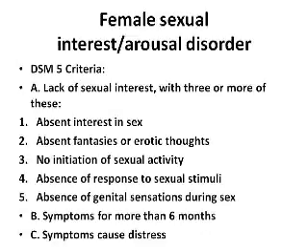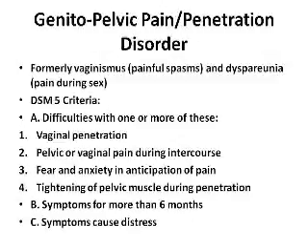Okay, let's look at another disorder for women. There is genito-pelvic pain/penetration disorder. This used to be called vaginismus, which were painful spasms, and dyspareunia, which was pain during sex. The DSM-4 used to consider them 2 separate disorders; in DSM-5, they put them together. And the criteria is, well, you should have difficulties with 1 or more of these in order to be diagnosed.